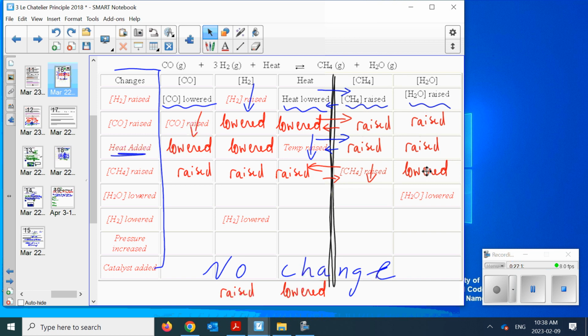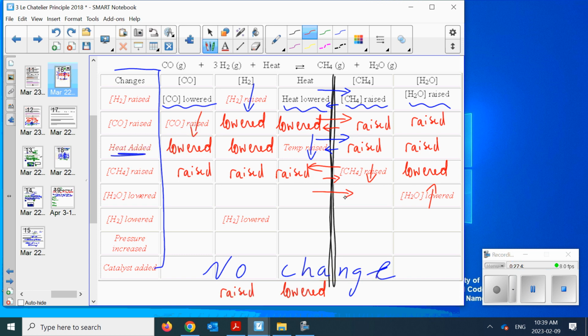H2O is lower. So the first thing I want you to think is, what do I do over top of this H2O lower? Arrow up or down? Low? How do we, yeah, we've lost this. So we've got to bring it back up. The only way to make more water is to shift. Which way? Left or right? I see people pointing. So this is making sense.